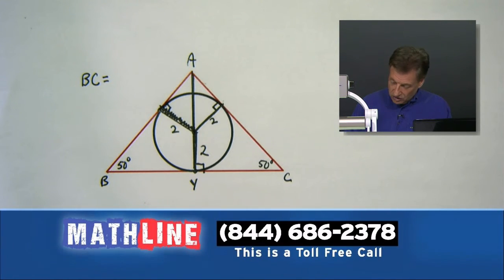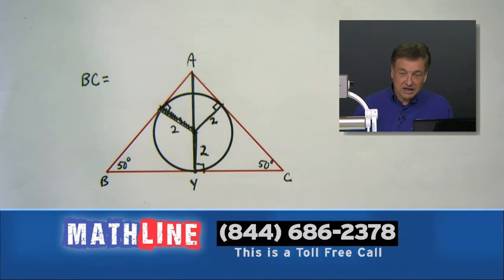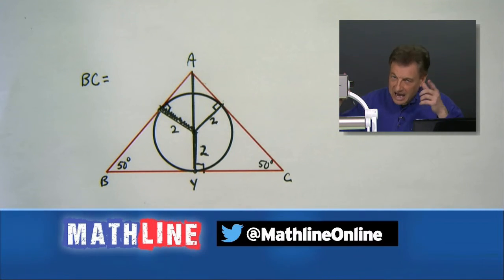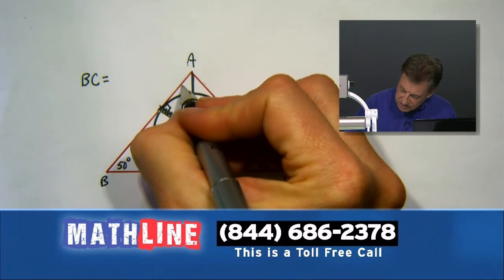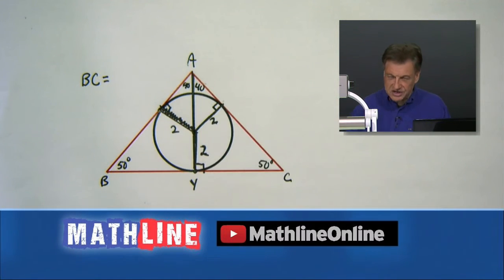Wow. We have a 2 and a 2 and a 2 over here if we should need it. Oh, by the way, if this is 50 and 50, what's going on at the top? 80 degrees. And by the way, it's going to split. So we're going to be 40 and 40 up there at the top.